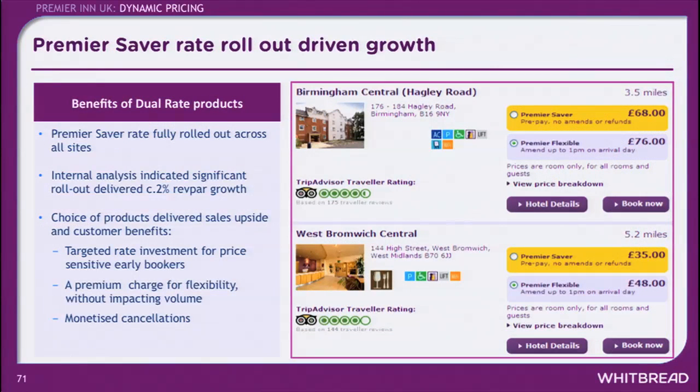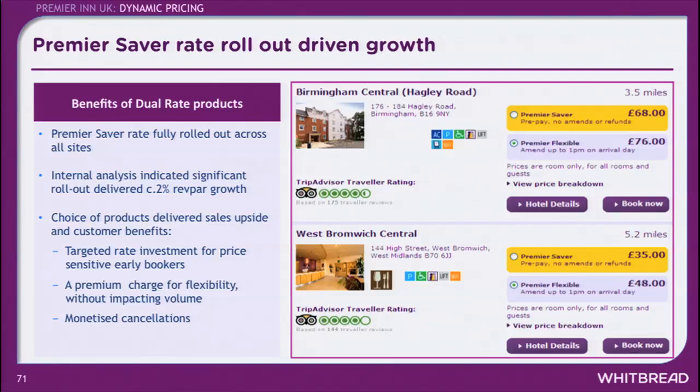We completed our movement to 2 price points in the last 12 months with our rollout of our Premier Saver rate. In trials, this drove around 2% uplift in RevPAR performance and made more transparent the benefits of our offer to customers. And it worked broadly via 3 mechanics. Firstly, it enabled greater rate investment through the Saver product and drove overall volumes, in particular from early booking price-sensitive leisure shoppers. Secondly, we charged a premium for flexibility whilst maintaining our overall volumes, and we more effectively monetised cancellations.